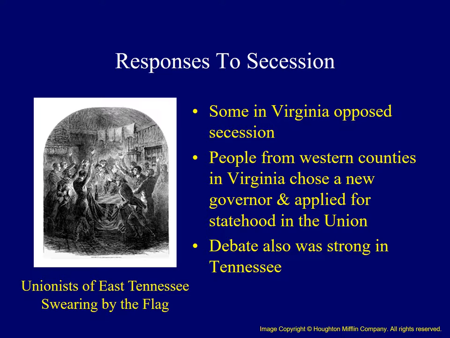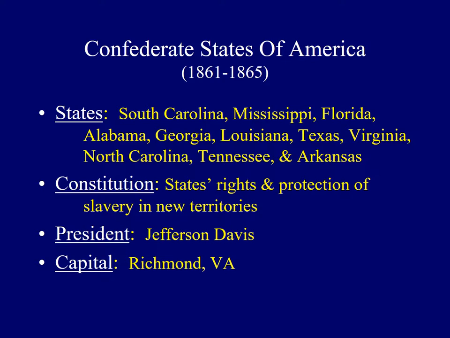Once these states left the Union, they formed their own government with their own constitution. The Confederate Constitution emphasized states' rights and the protection of slavery in any new territories acquired. They also elected their own leaders. Jefferson Davis, a former senator and Secretary of War, was elected President of the Confederate States of America. Richmond eventually was named the capital of the Confederacy.